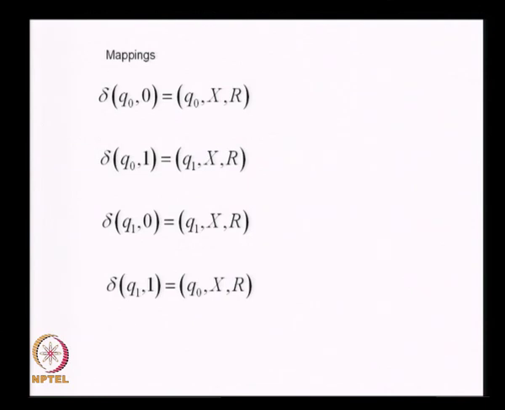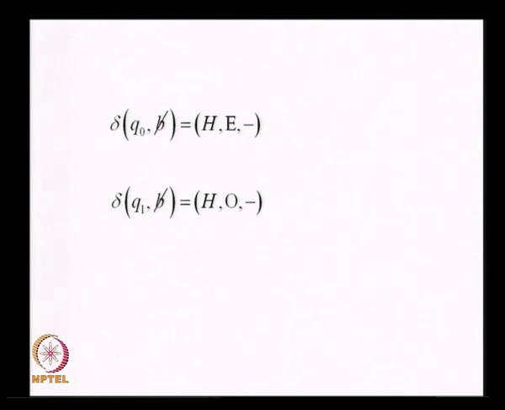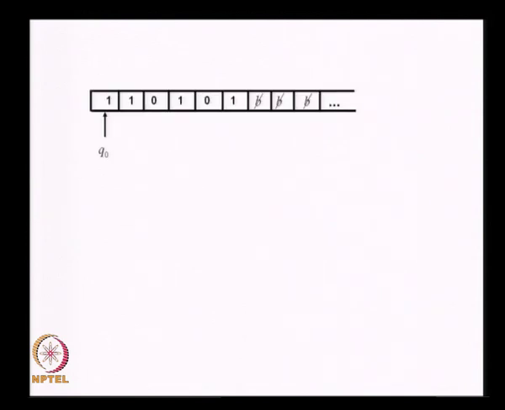The mappings are given as follows. This also we have already seen. Let us consider the string 110101. It has got an even number of ones. So, after reading the string it should print an E. Let us see how the machine works on this string.